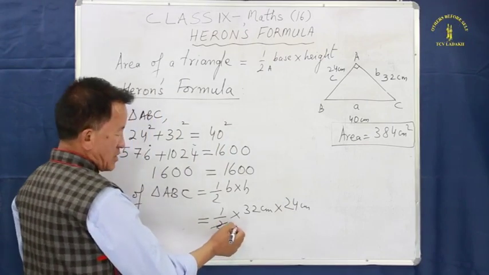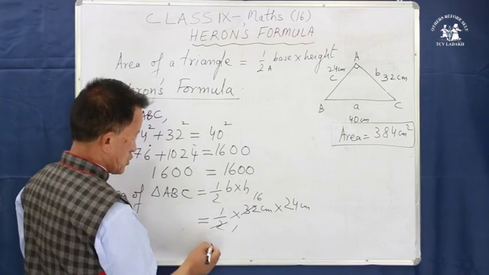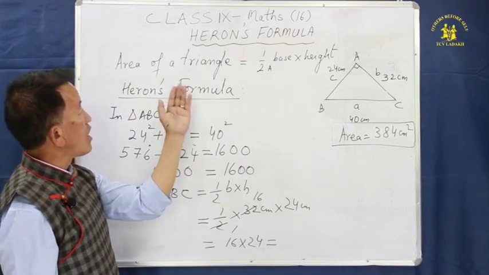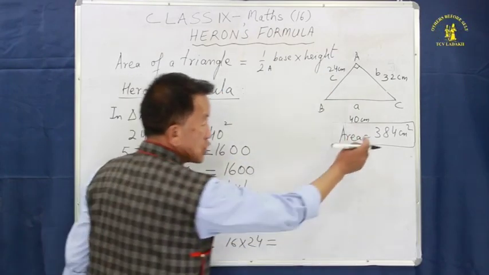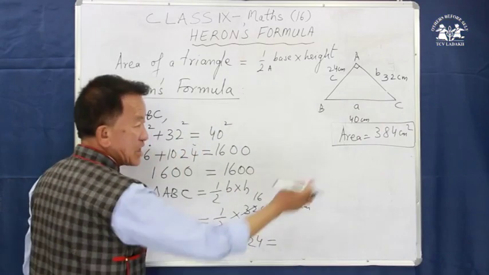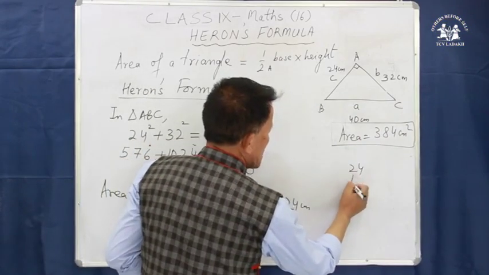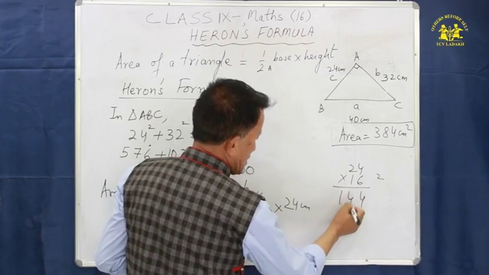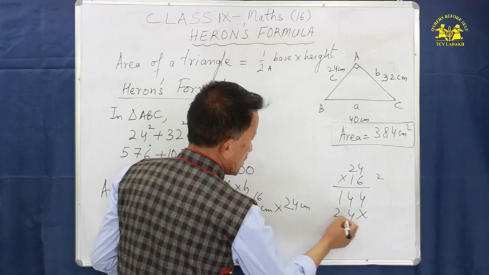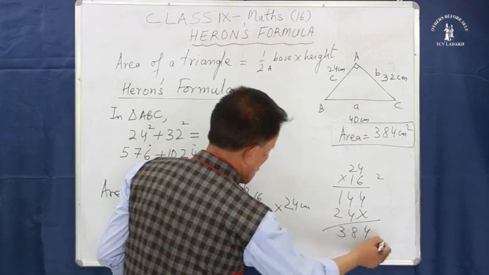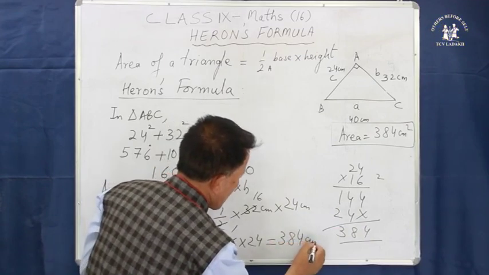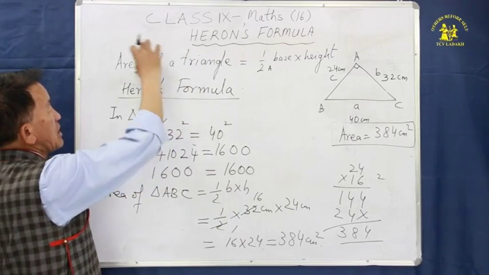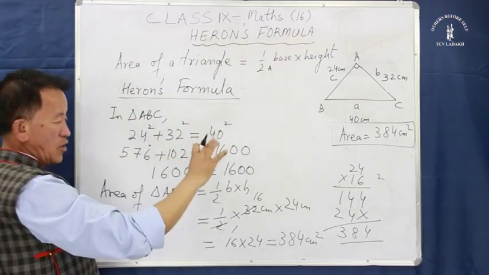So divide, 2 ones are 2, 2 16s are 32. So if you multiply 16 into 24, earlier with the help of Heron's formula, we found the area of triangle ABC is equal to 384 square centimeter. I think we'll get the same result. Let's check. 24 multiplied by 16. 6 4s are 24, 2. 6 2s are 12, plus 2, 14. Okay, 4 1s are 4, 2 1s are 2, 4, 8, 3, which means we are getting the same area either by using half base into height, or using Heron's formula.